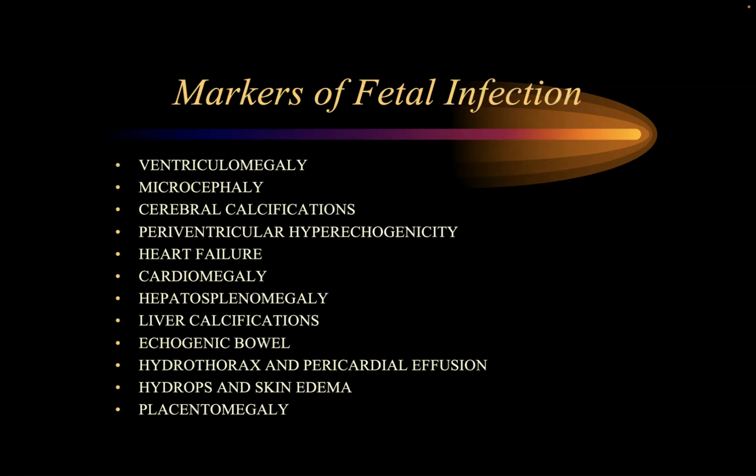So when we're doing an ultrasound on these growth restricted fetuses looking for evidence of infection, these are the things that we might see: enlargement of the lateral ventricles, small head size, calcifications within the brain, this periventricular leukomalacia we were referring to, heart failure, cardiomegaly, hepatosplenomegaly, calcifications in the liver or the fetal bowel, fluid in the chest or around the heart, frank fetal hydrops with or without skin edema, and then thickening and enlargement of the placenta.